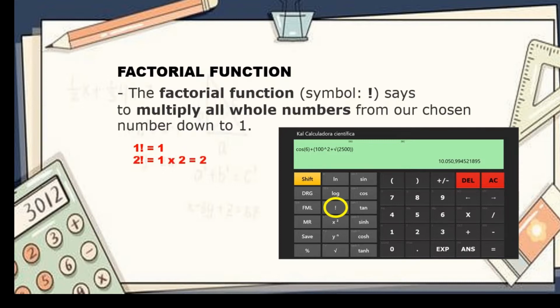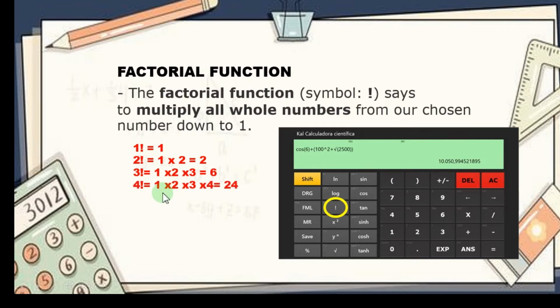Another example, 2 factorial. The previous integer of 2 is 1. So 2 factorial is the same as 1 times 2. And that is equal to 2. Then 3 factorial. The previous integers of 3 are 2 and 1. 3 times 2 times 1 is equal to 6.